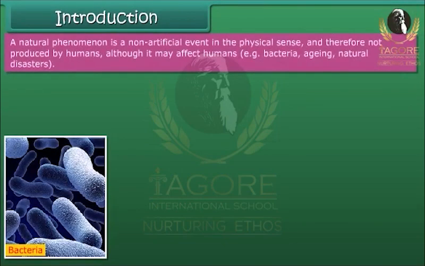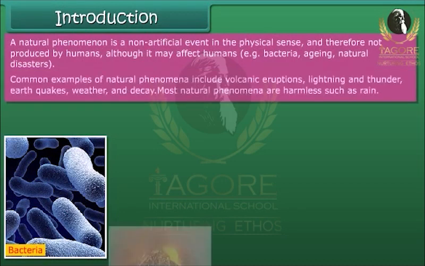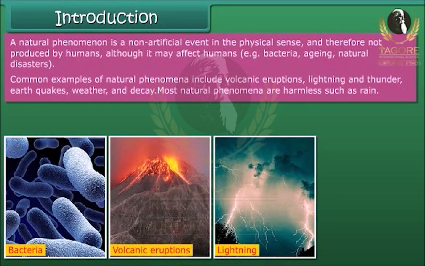A natural phenomenon is a non-artificial event in the physical sense and therefore not produced by humans, although it may affect humans, that is, bacteria, aging, natural disasters. Common examples of natural phenomena include volcanic eruptions, lightning and thunder, earthquakes, weather and decay.